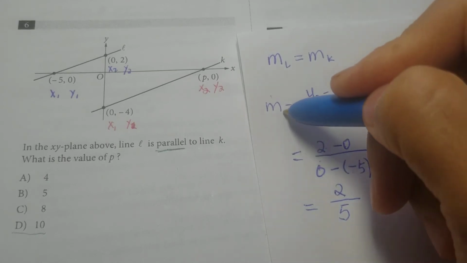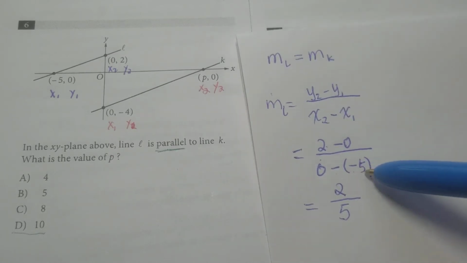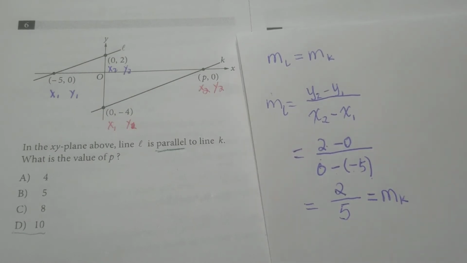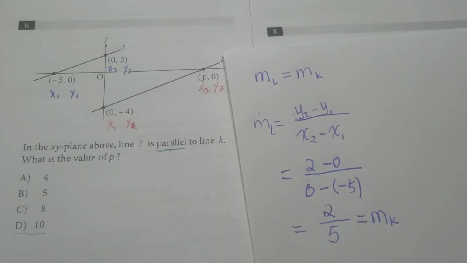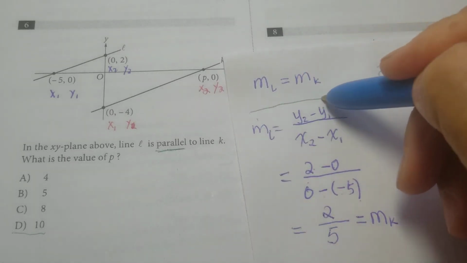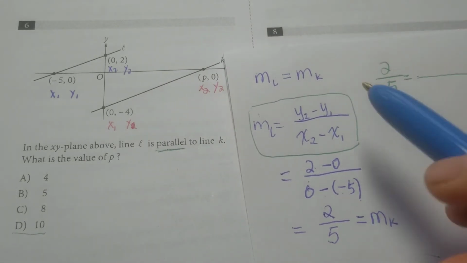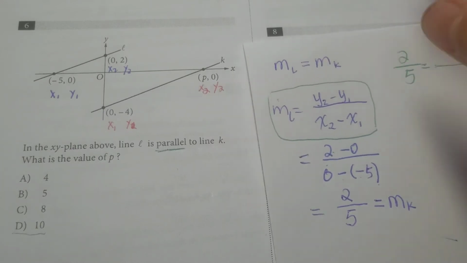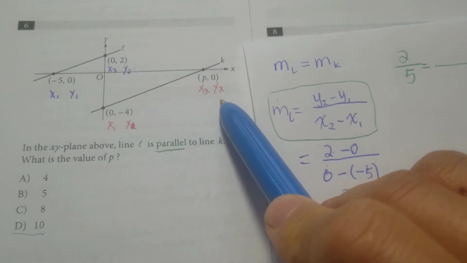We find the slope for line L, and since they are parallel, this is also the slope of your line K. Okay, now let's see. I have my slope for line K is 2 over 5. And I know by the formula, in order to find the slope, I can use y sub 2 minus y sub 1 over x sub 2 minus x sub 1. Label it x sub 1, y sub 1, x sub 2, y sub 2.